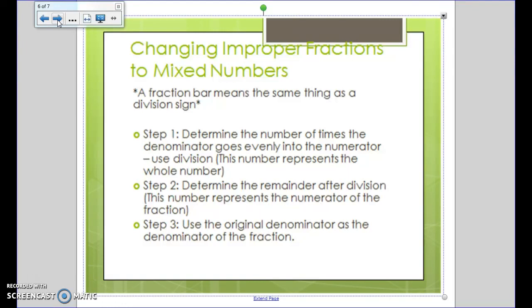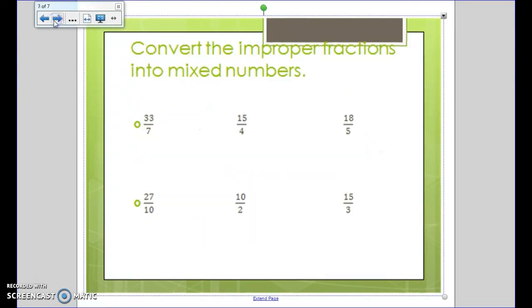One thing I do want to keep in mind throughout as we're learning about fractions again is that a fraction bar means the same thing as a division sign. Okay, that's very important. When you see a fraction bar, you think of the operation division. So what we're going to do is literally divide the top number by the bottom number and see how many times the bottom number fits into the top number. Whatever the remainder is, that's the numerator of our next whole number. So fill in those blanks, and I think they'll make a little more sense as we do an example here.